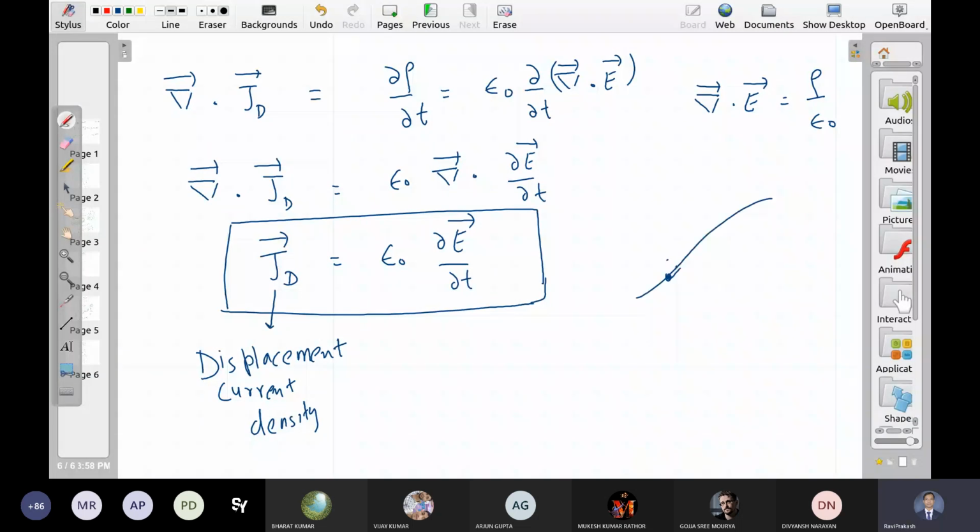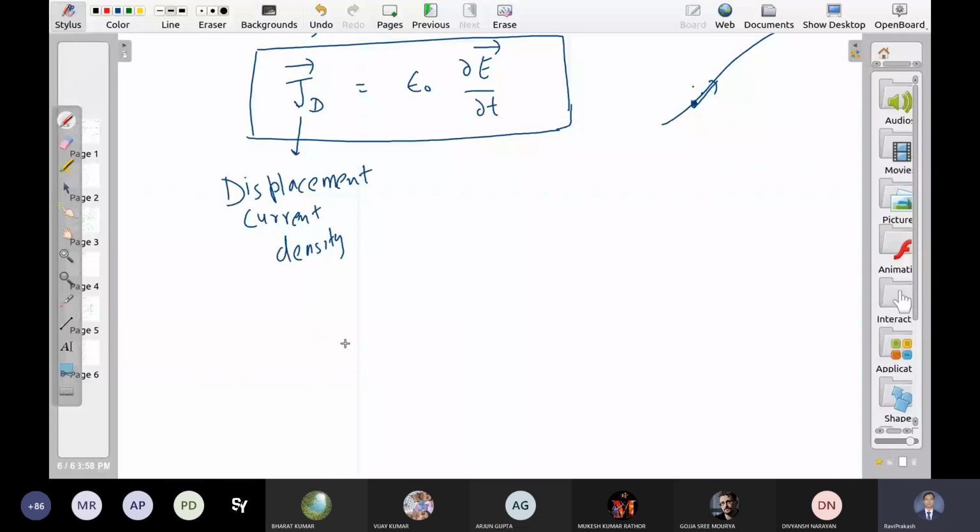This is the current because of either changing charges, the number of charges increasing with time or decreasing with time, or due to changing electric field. So जरूरी नहीं है कि current charge flow से ही बने. Even a changing electric field can also produce a current. Okay. And if there is a current, कहीं से भी आया, there is a magnetic field also. So this is the complete answer.